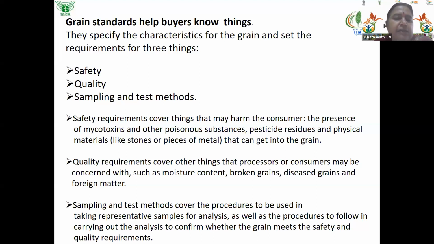Suppose the moisture content is not in the specific range, then there is a chance of the product getting spoiled very early. So the shelf life will come down. The sampling and test methods cover the procedures to be used in taking representative samples for analysis, and authorized FSSAI testing labs. You have to give the product a representative sample for analysis and get the certification. And for the entire lot, you can get one certificate and can export or transport the product to wherever it is required.